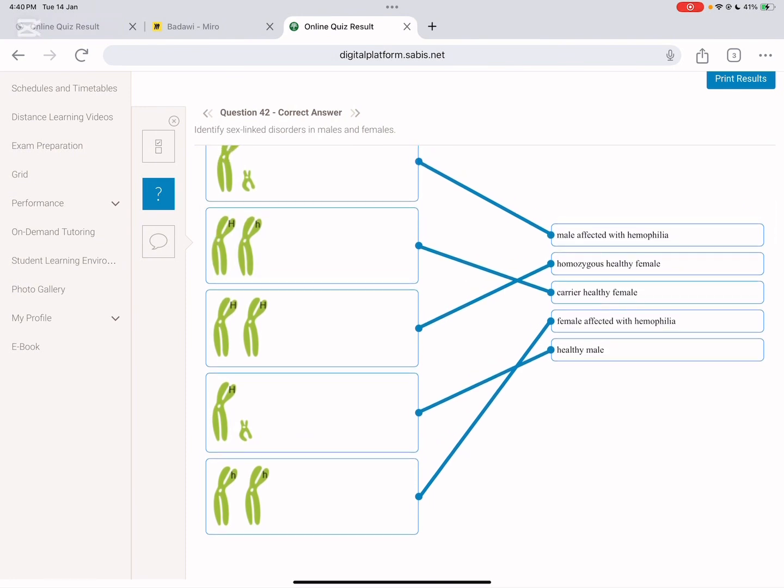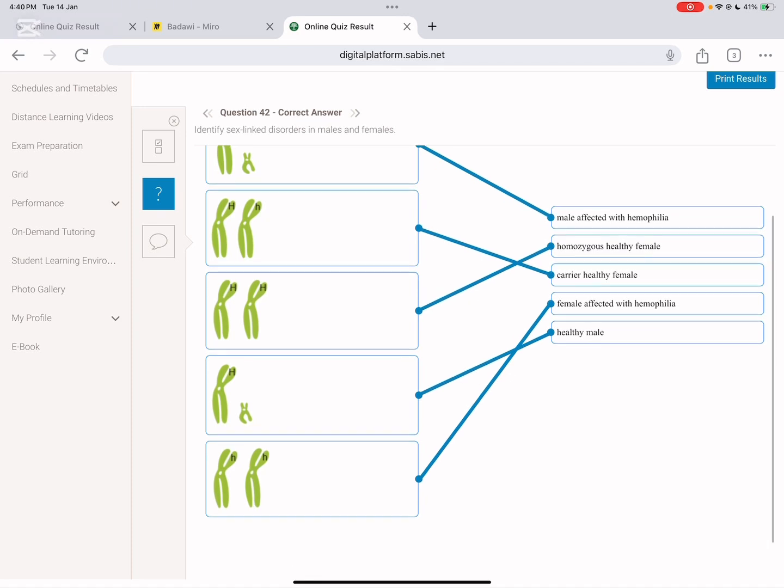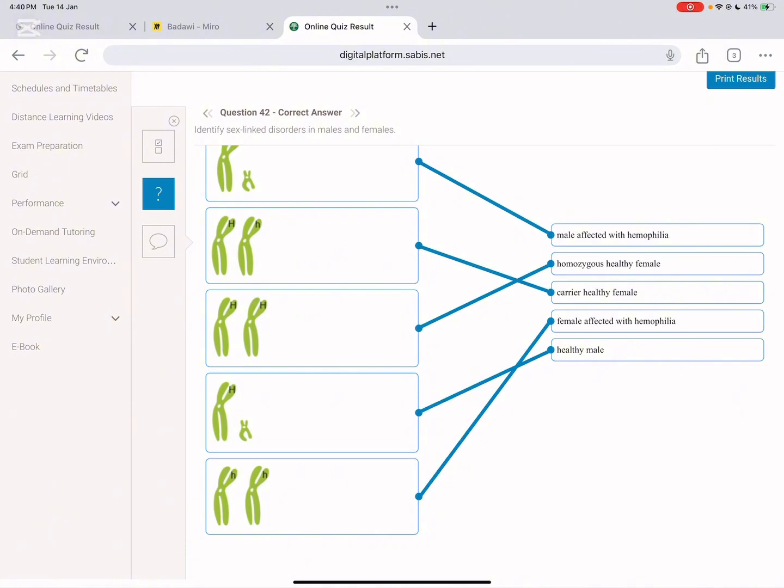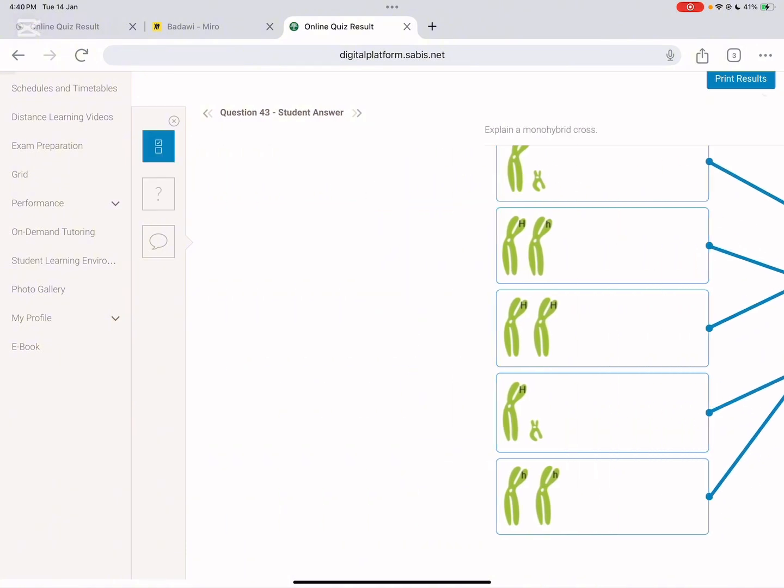Third one, it's a female, which is unaffected, so it's homozygous, healthy female. Fourth one would be a healthy male, and the last one would be a female, which is affected.